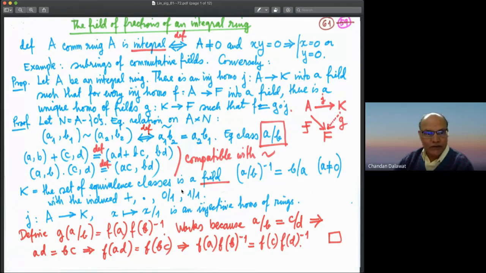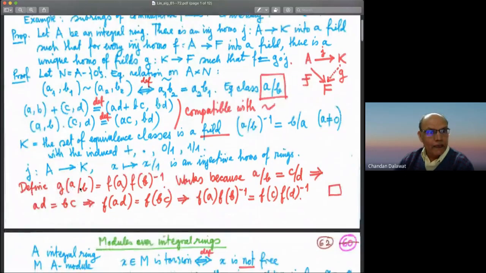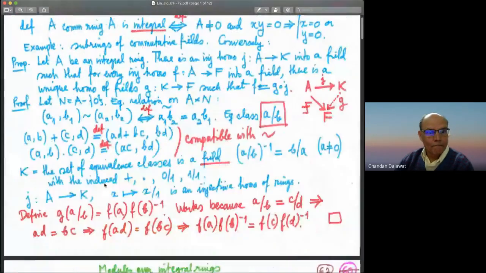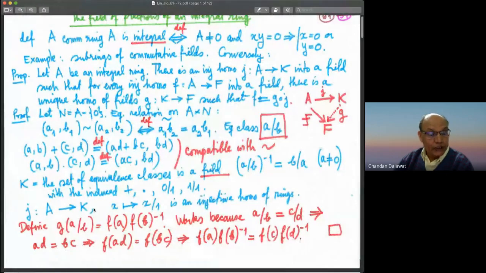So this construction, you have done it for rational numbers, and I have this mapping from A to K, which takes every x to x upon 1. It's injective, and so a homomorphism of rings. Now this was a construction of the field K. This field is called the field of fractions of the integral ring A. Now we are going to prove the universal property of this pair K and the injection J.